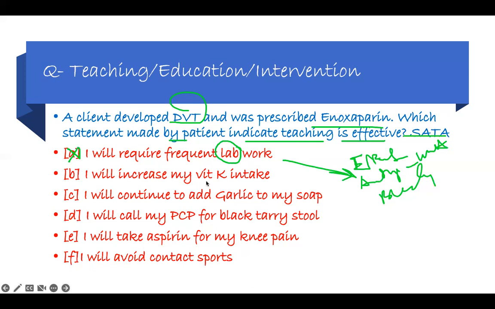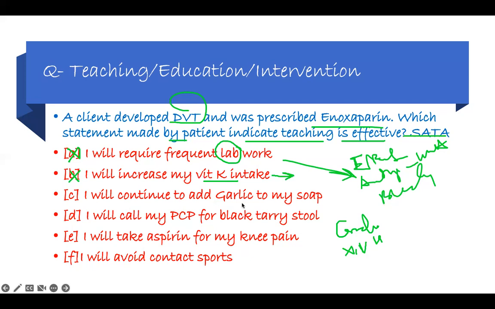"I will increase my vitamin K." You don't need to increase anything. Vitamin K is related to Coumadin. Coumadin blocks vitamin K dependent factors. It starts with 2, 5, 7, 9, and 10. So that one is gone. This doesn't show effective teaching.